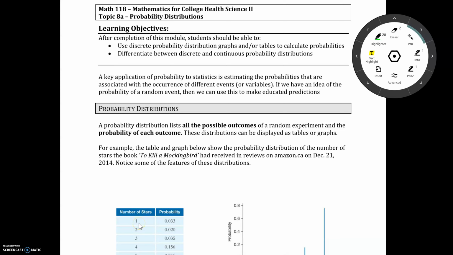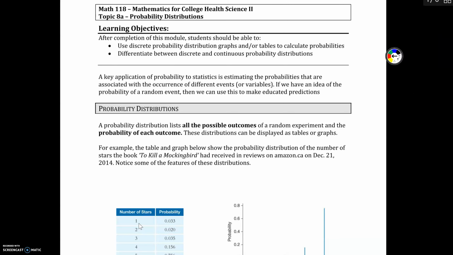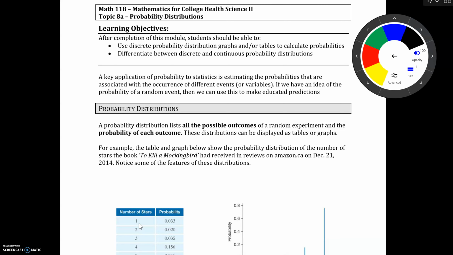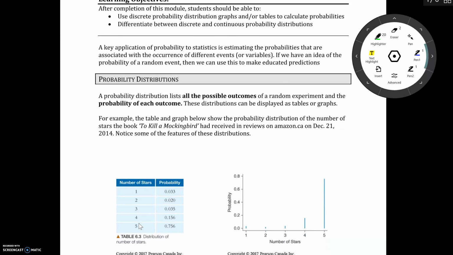Hi, this lesson is the first in a six-part series learning about probability distributions, leading into doing calculations with normal distributions. So the first thing we have to do is understand what probability distributions tell us. Okay, so we know that probabilities tell us about how likely things are to occur, and we've done some work with calculating probabilities so far.